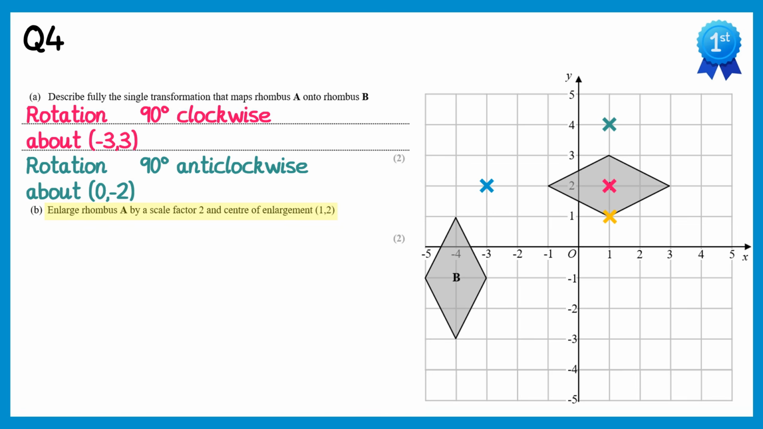Then the one at the bottom here, so to get from the red one to the orange one we go down 1 square, so we actually need to make it double that, down 2 squares. And then for the one on the right, that's this purple one here, from the red one to the purple one is to the right 2 squares, so we double that, and it's to the right 4 squares. You can then join up all of these crosses and you'll see the final rhombus.